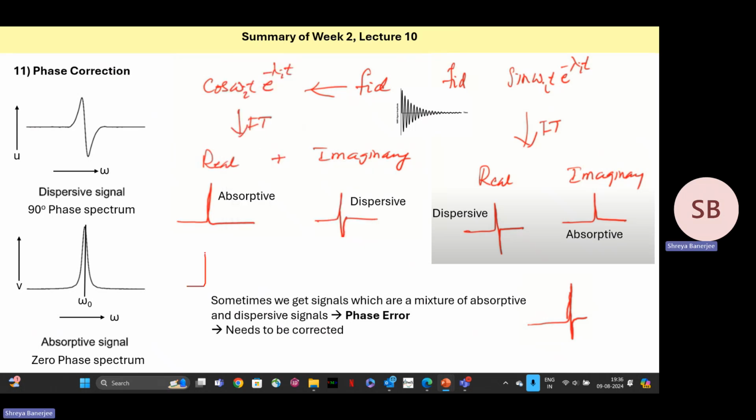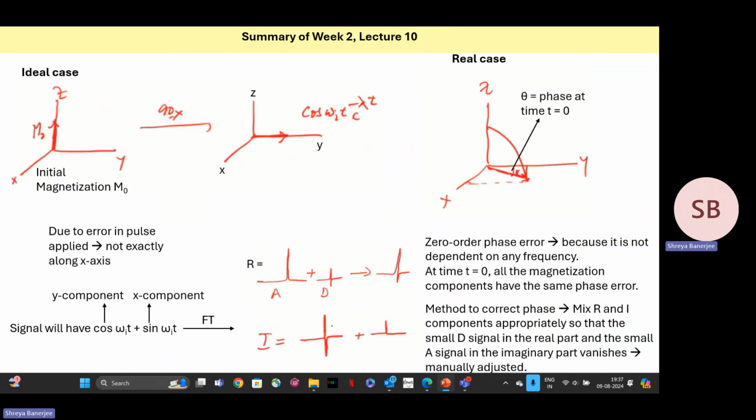Absorptive will be simply like this. Dispersive will be equally up and then equally down. But what if you have a signal which is mostly up but a little bit down? So this signal is mostly absorptive, but there is a mixture of dispersive inside it. This is called a phase error, and it needs to be corrected.